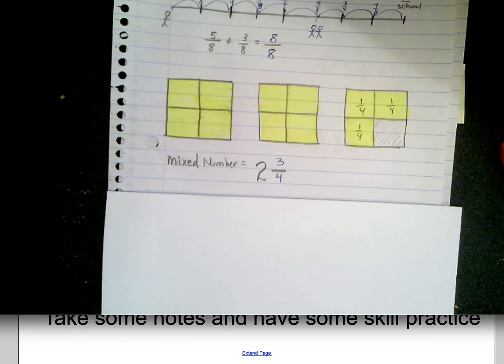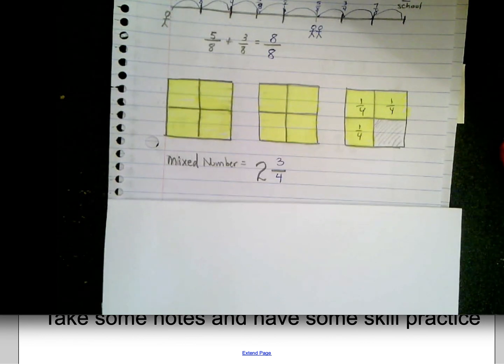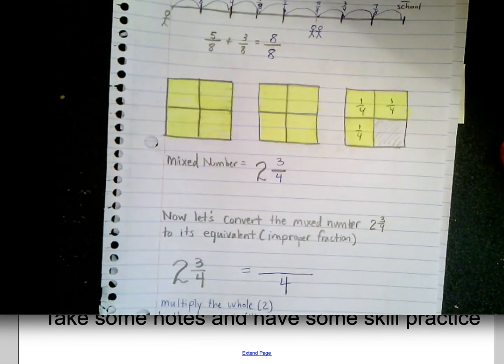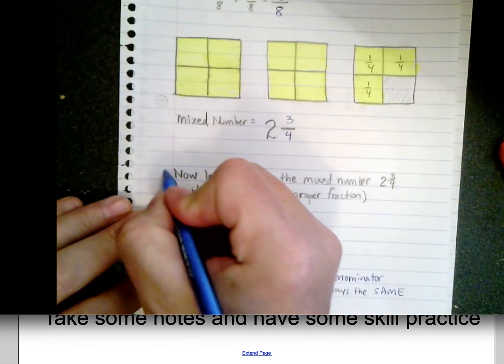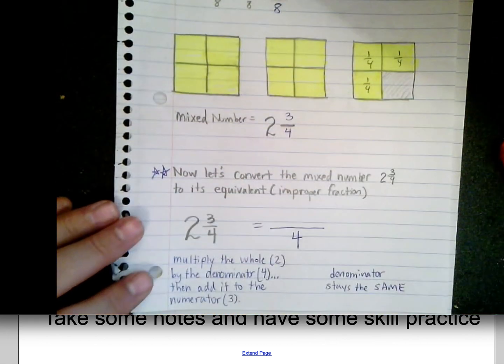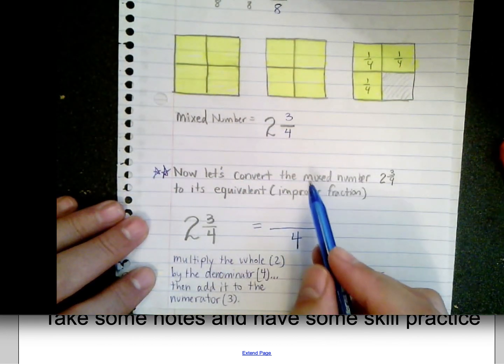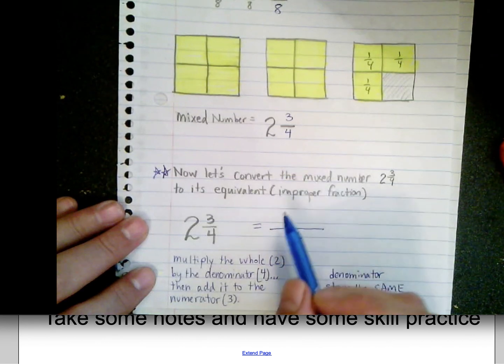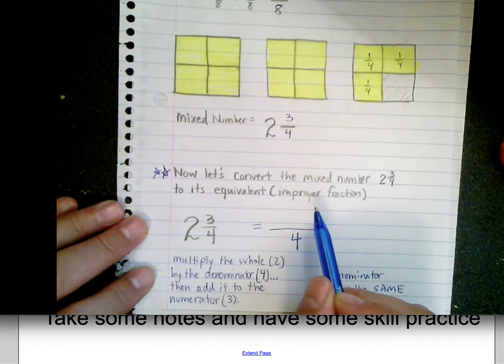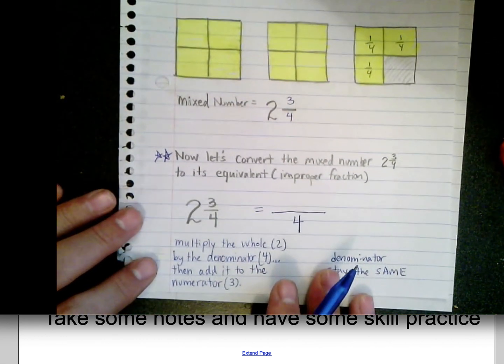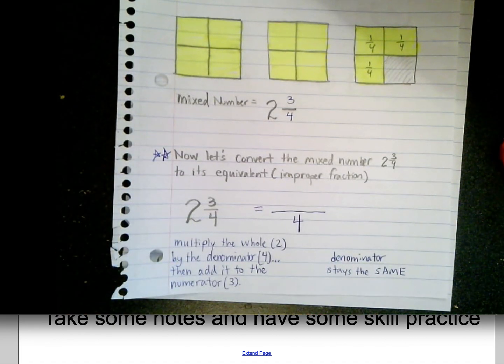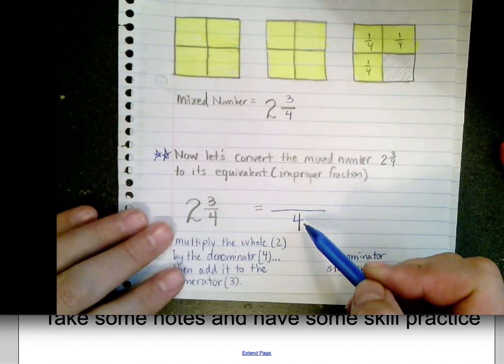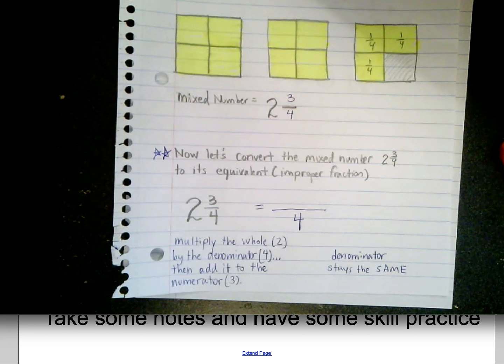Well, we could break that down. So she played 2 whole games plus 3 extra quarters. How many quarters did she play? So here's big information here, okay? Let's convert that mixed number of 2 3/4 to an equivalent or an improper fraction. Remember, an improper fraction is a fraction where the numerator is far greater than the denominator.